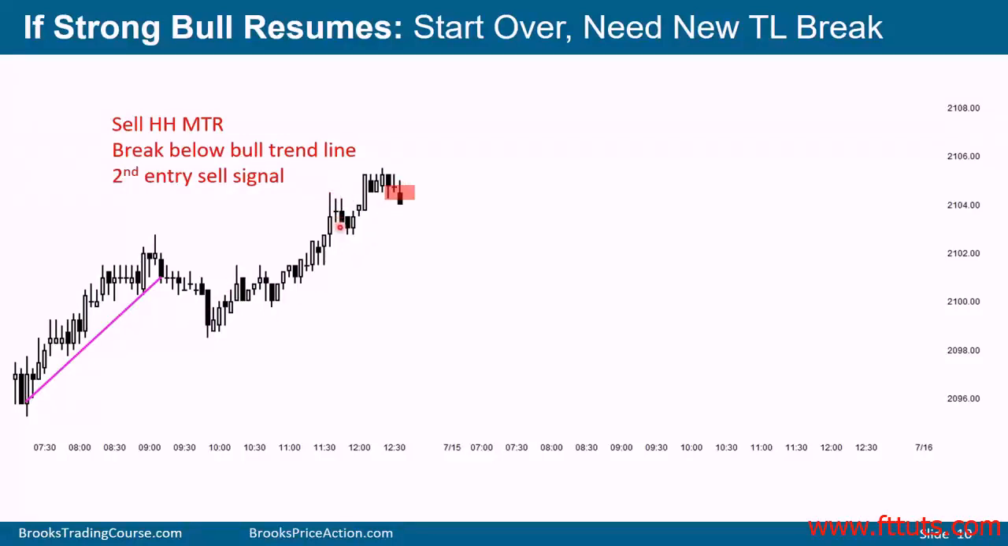And this is not much selling pressure, and therefore, this is probably a minor reversal. You can say it's a second entry short and went below this bull bar, tried to resume with this doji, and now we're getting a second entry short. I would not call this a higher high major trend reversal. I would call it a minor reversal, and more likely we're going to go sideways rather than down.